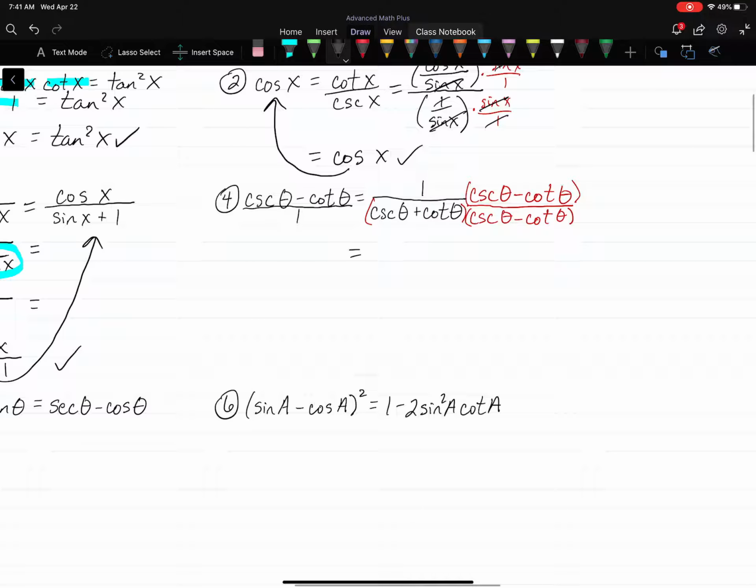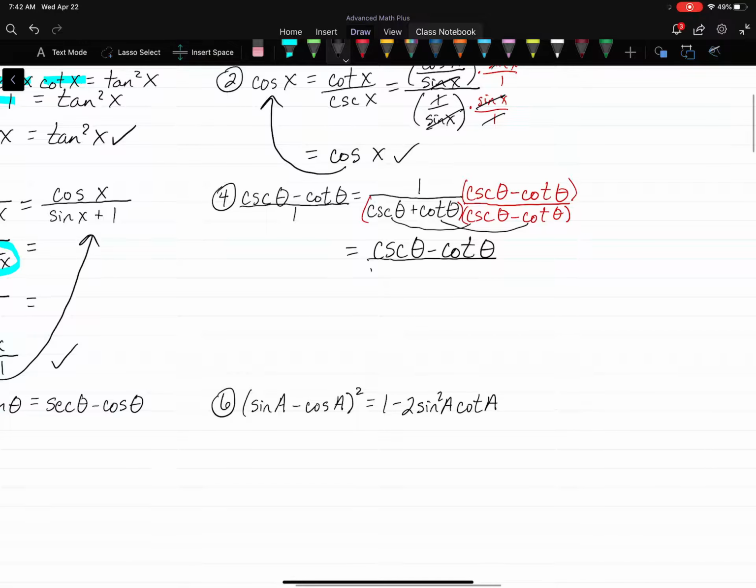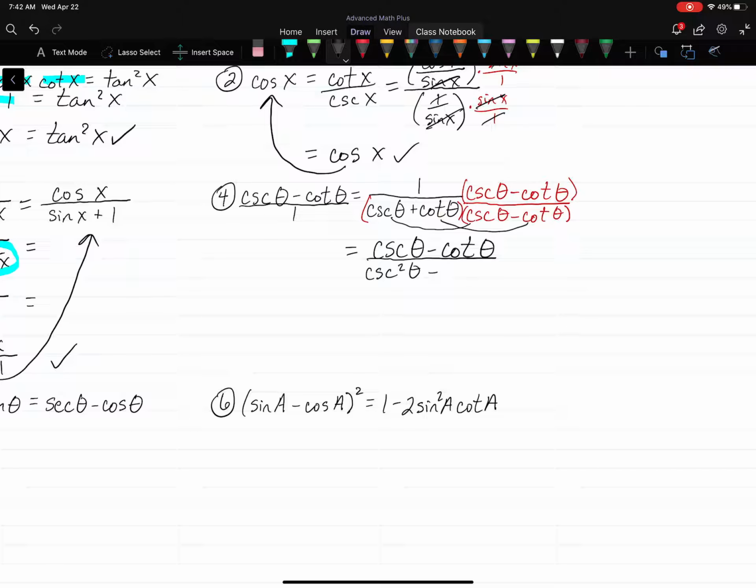So on top, we'll have cosecant theta minus cotangent theta times 1, which is itself. On the bottom, these two things look just alike, except one is plus and one is minus. That is called a conjugate. And conjugates, you just multiply the first numbers and the last numbers, okay? So cosecant times cosecant is cosecant squared theta minus cotangent times cotangent is cotangent squared theta.